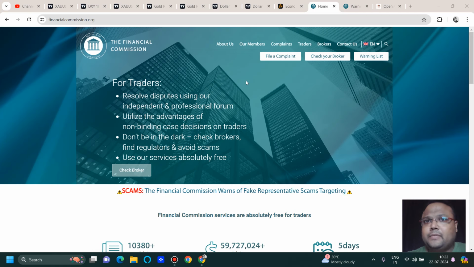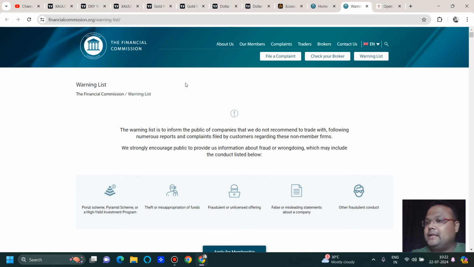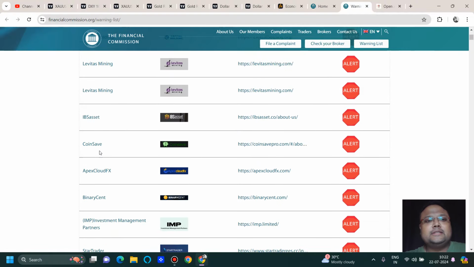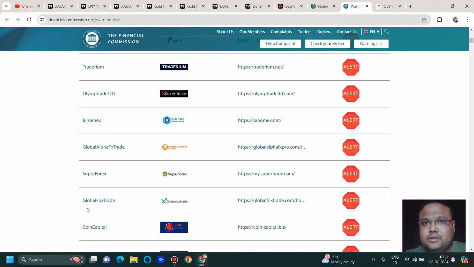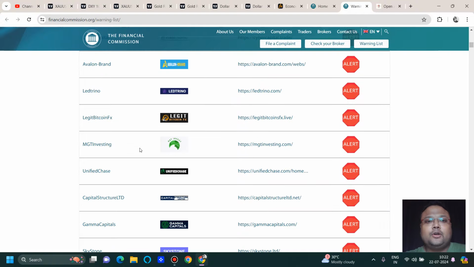And the reason why I'm talking about the Financial Commission is that they also have a warning list, and I'll paste the link in the description. So they have a warning list. You can see a long list of brokers mentioned. So if you are using any broker from this list, then please try to switch to a broker that is reliable and regulated.